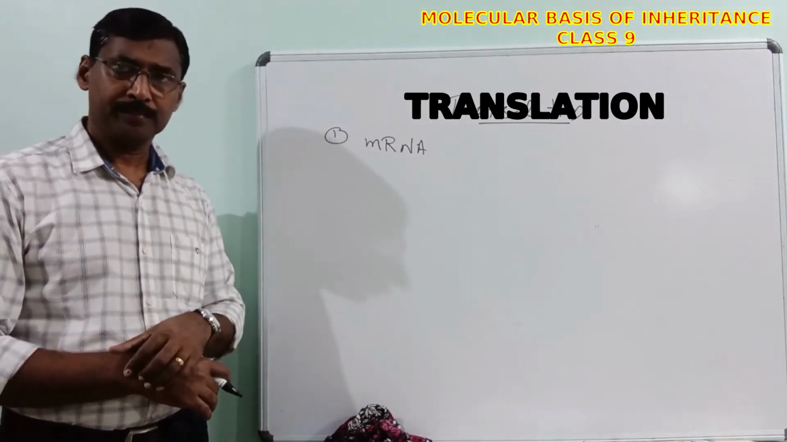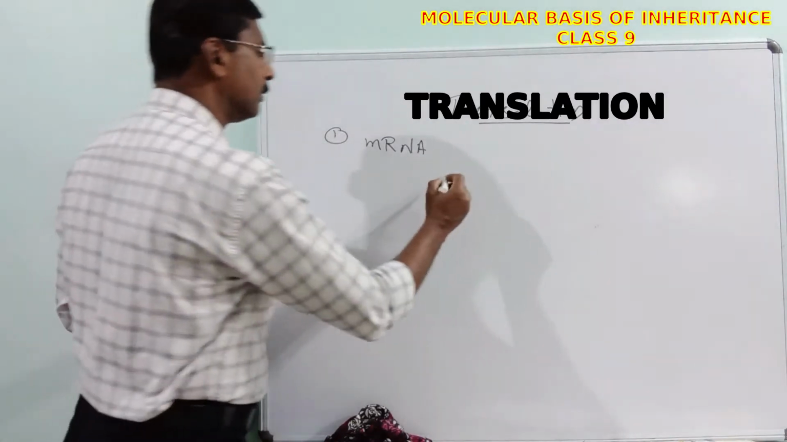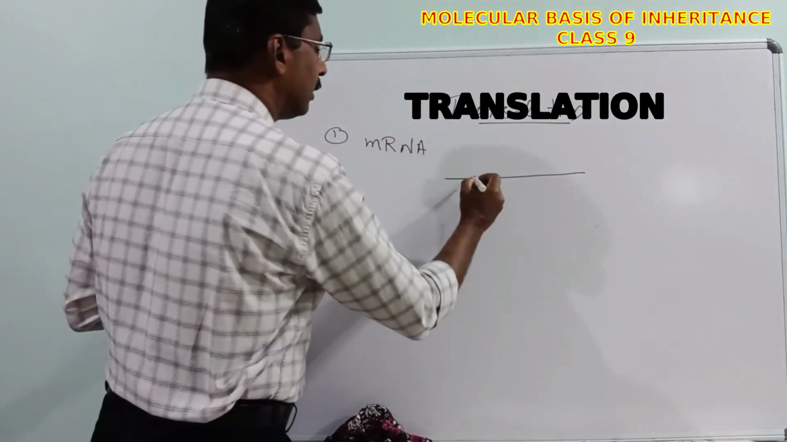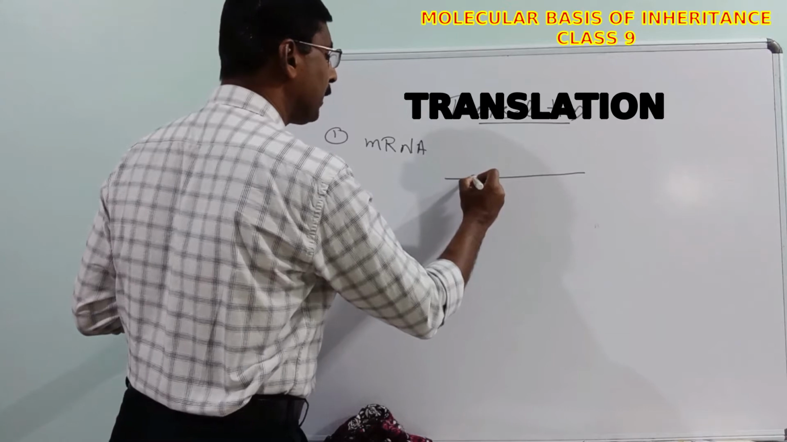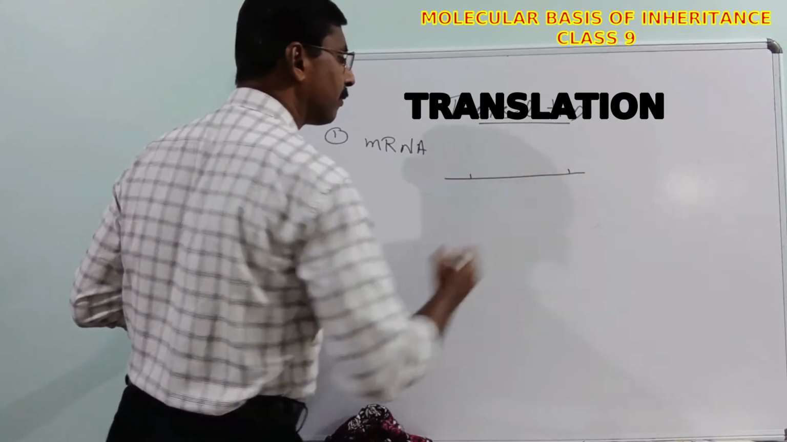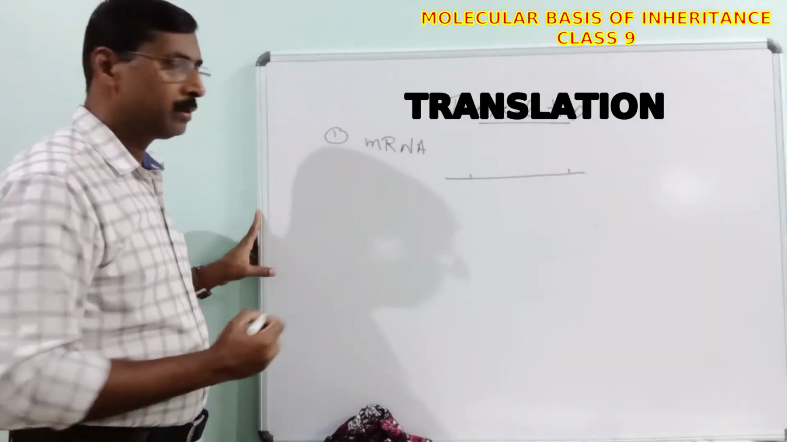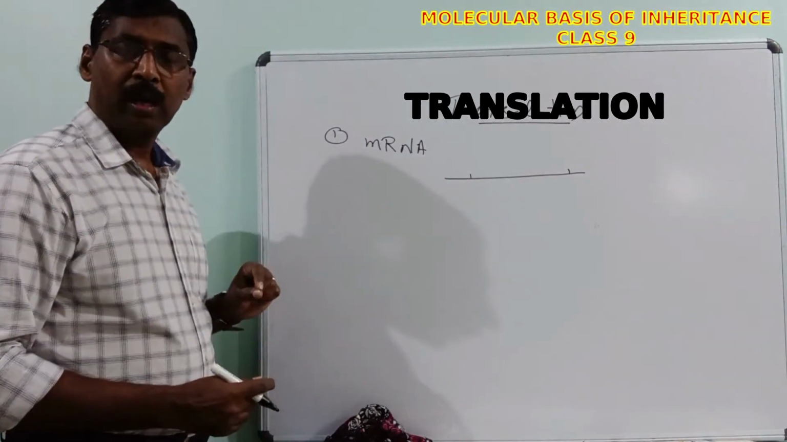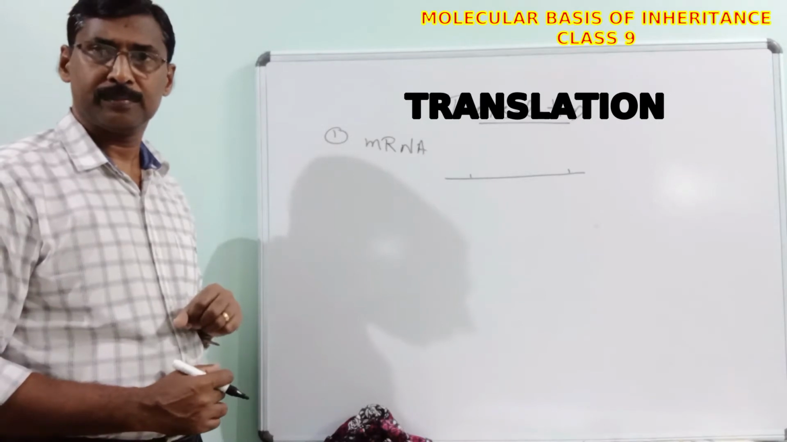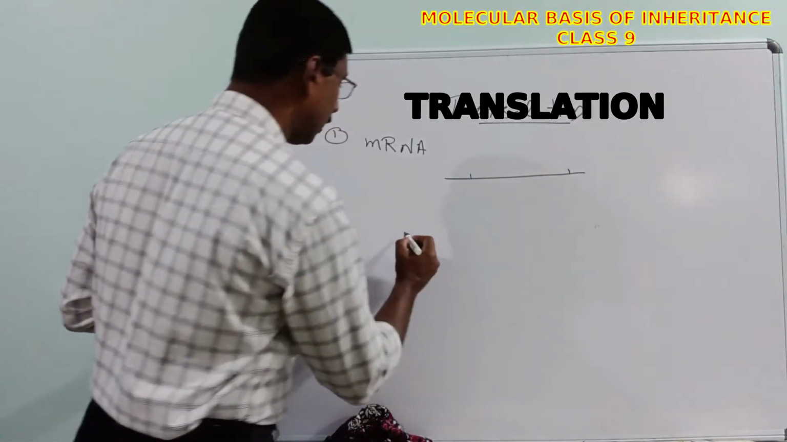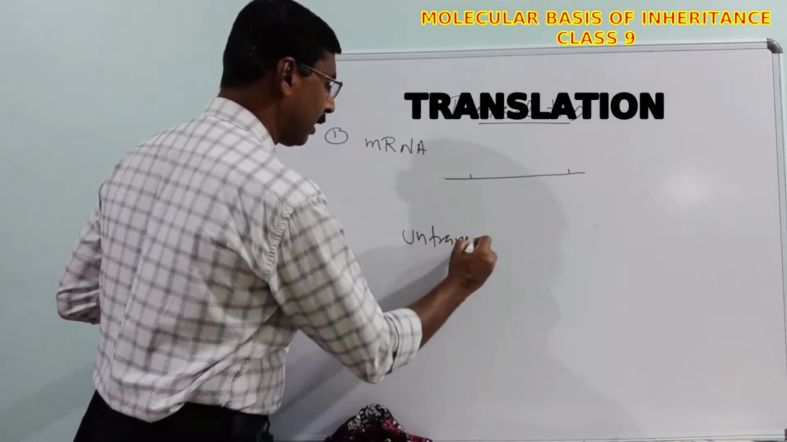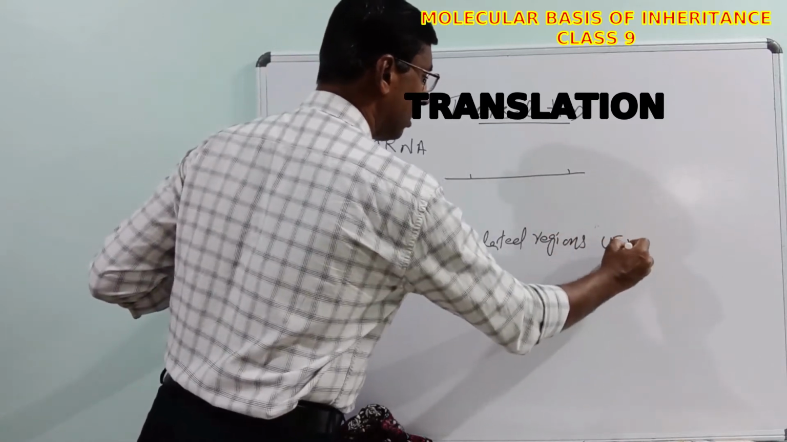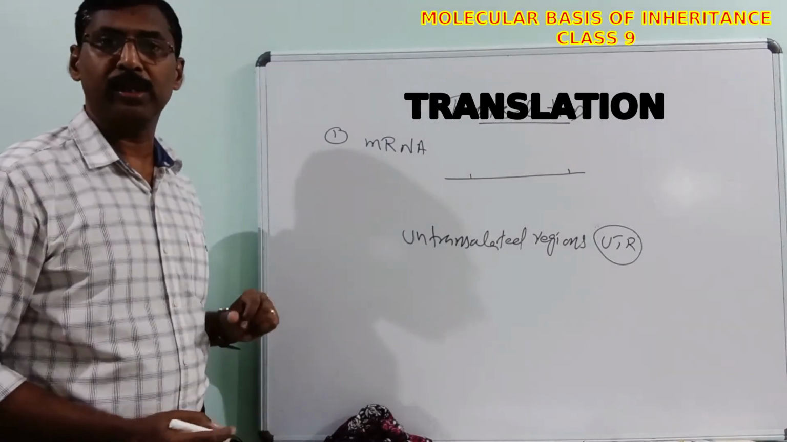And an mRNA, suppose this is an mRNA, and this mRNA has triplet codons, and it has untranslated regions or UTR.